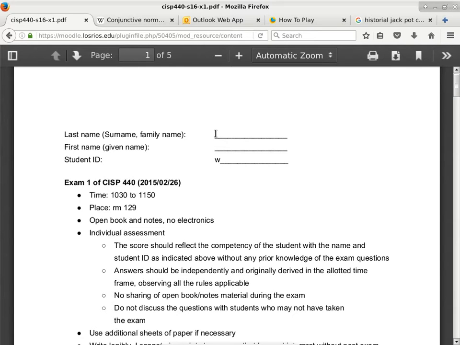I would also like you to enter your student ID or the student ID number. So if you don't know it at this point, you might want to learn what it is or bring a sheet of paper to remind yourself what your student ID is.